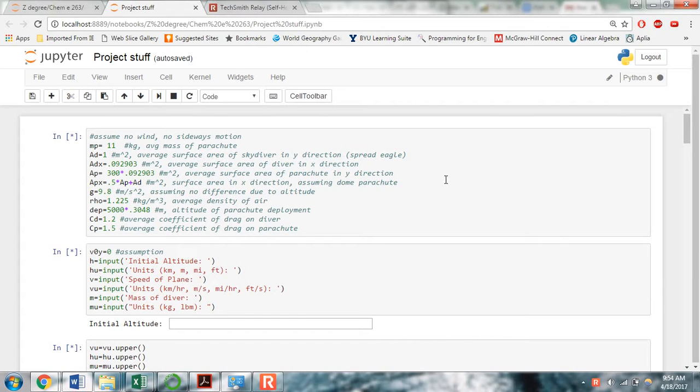Hello, this is our project. We are calculating the position and velocity of a skydiver.